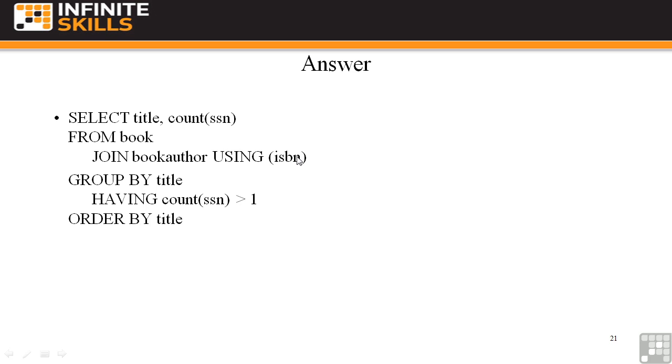So once we've made that join, we need to have a count of the Social Security number. That's only on the book author table. We don't even look at the author table by itself because we just need a count of how many authors. We don't need to know anything about the authors themselves. So I group by title. Remember here, that's listed singly. I group by title, having a count of the Social Security number greater than 1. And then I order it.